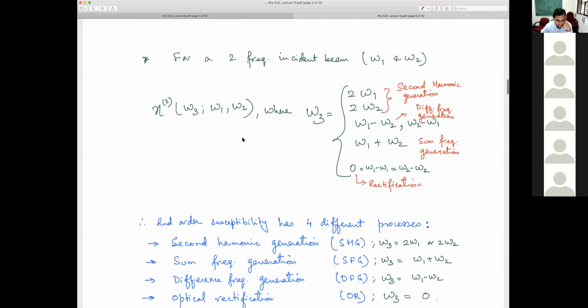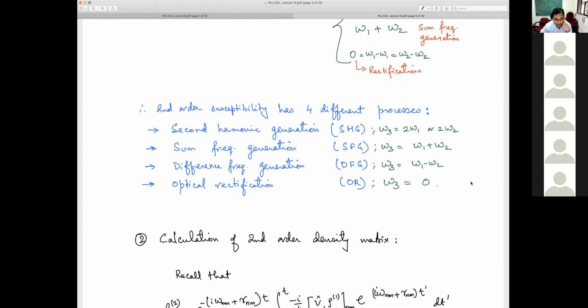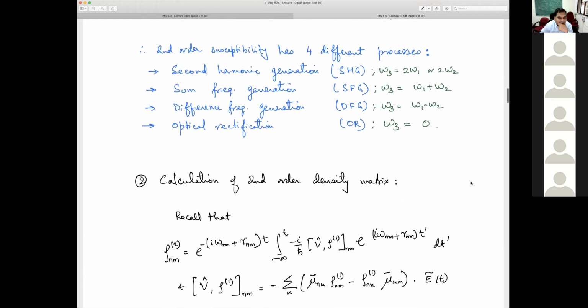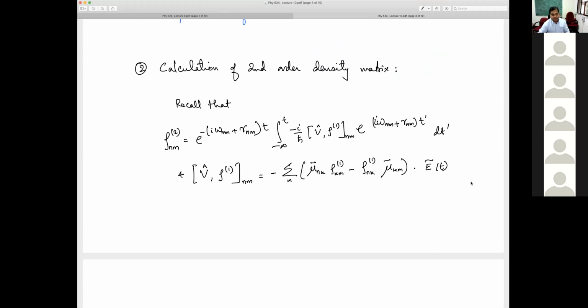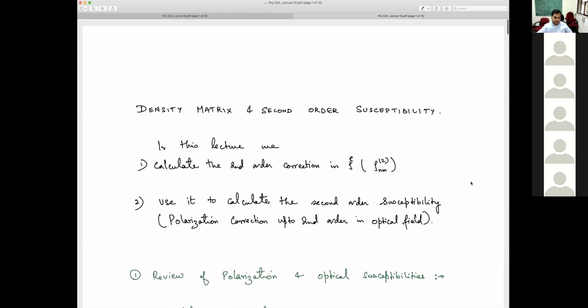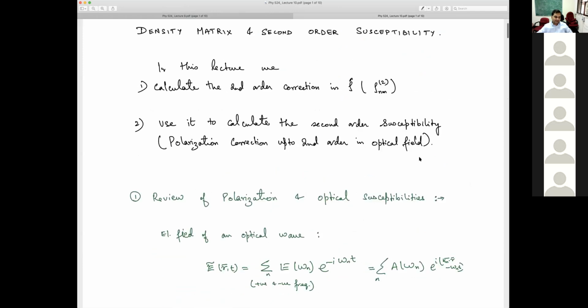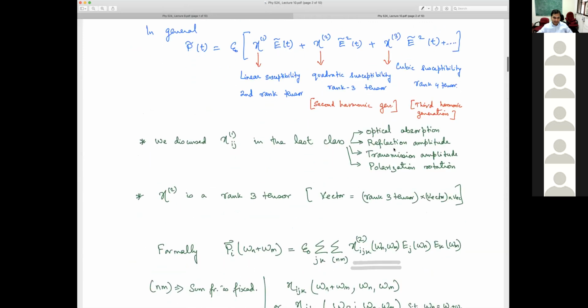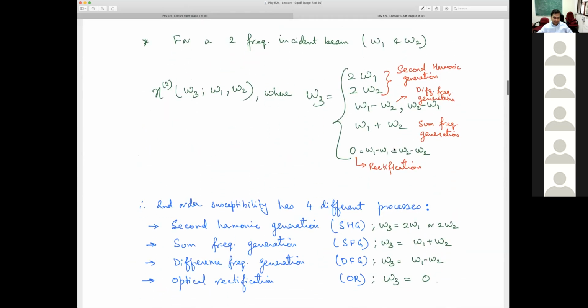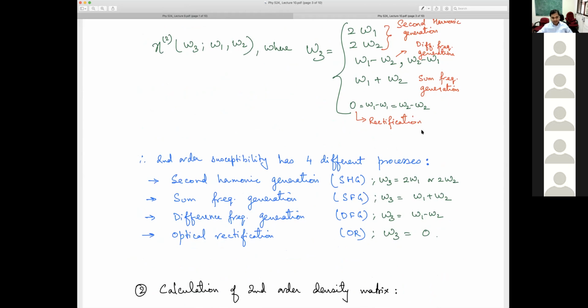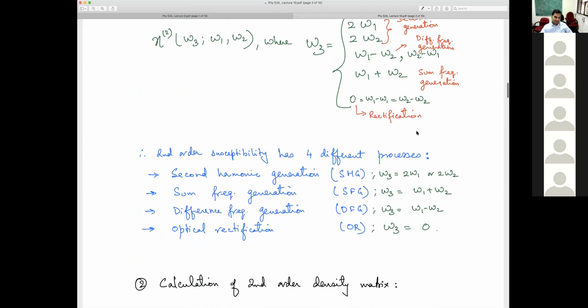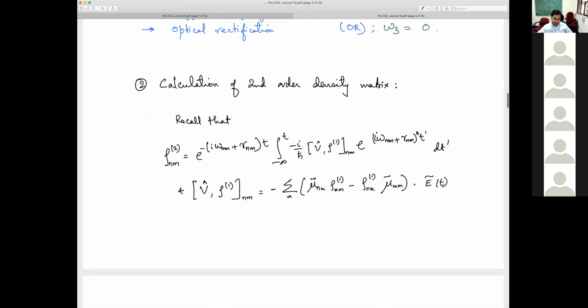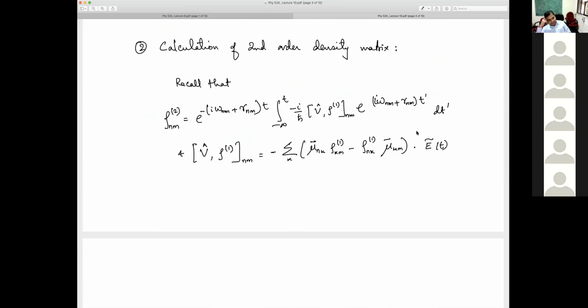So that's, let's say, one motivation to study optics. Now let's come back from Nobel Prize and billionaire to explicitly calculate the second order density matrix. That was our goal to begin with. We wanted to calculate the second order correction in rho, and use it to calculate the second order optical susceptibility. We digressed a bit to the definitions of optical susceptibility, different processes, and then I got excited about rectification being a $1 billion industry. So coming back, let's calculate the second order density matrix.